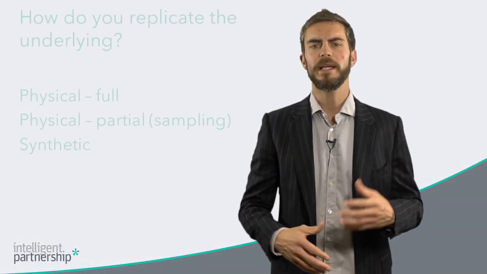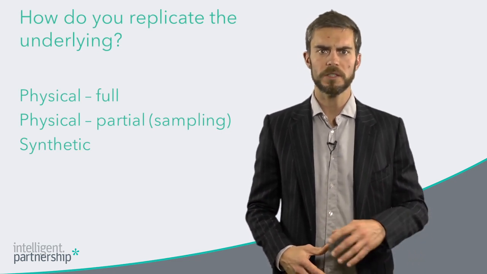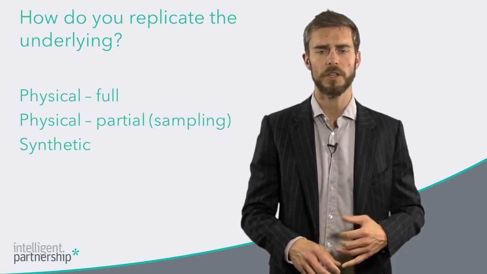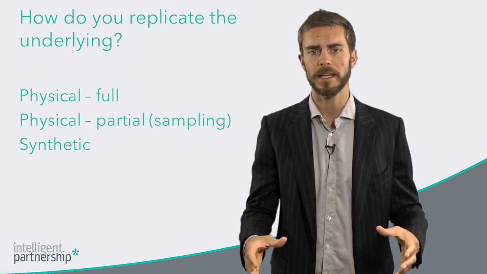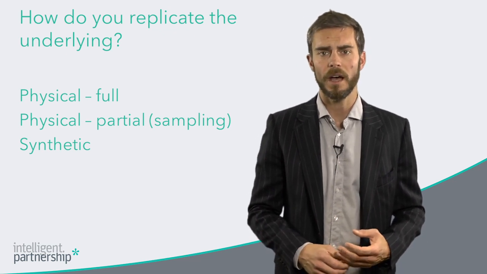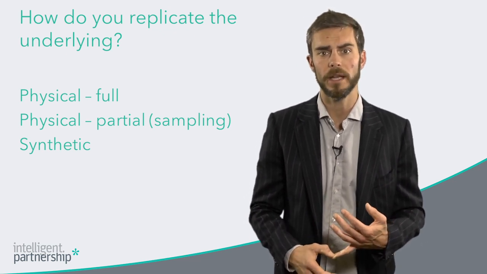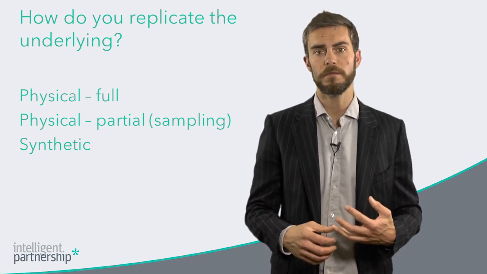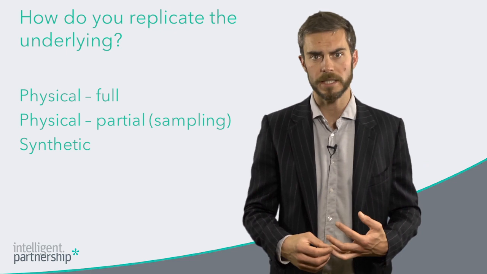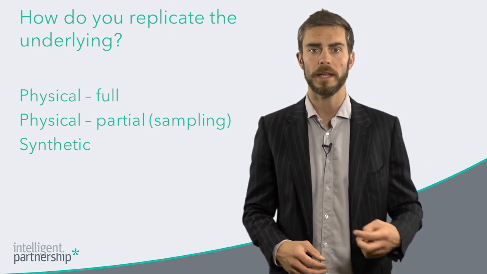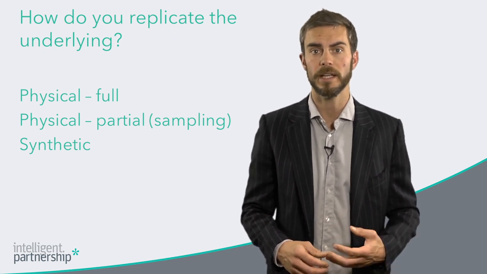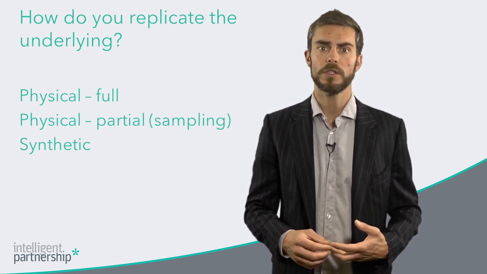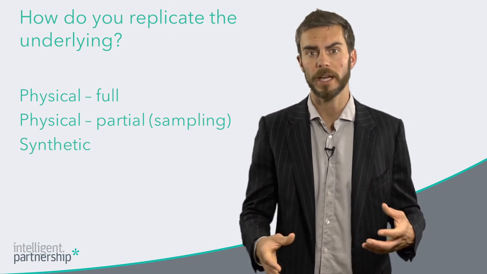So, how do you replicate the performance of the underlying benchmark? Well, there's three ways really. First is physical replication, and full physical replication. So you buy everything that belongs in that index, every stock and share that belongs in that index. Obviously that gives you a very accurate way of tracking the index, but it's also going to be very expensive. A slightly cheaper way would be physical replication, but only on a partial basis. So you could exclude some of the smaller and more illiquid stocks that are in the index you're trying to track. That would reduce your costs, it would make your job a little bit easier, but it also introduces another element where there may be tracking error.